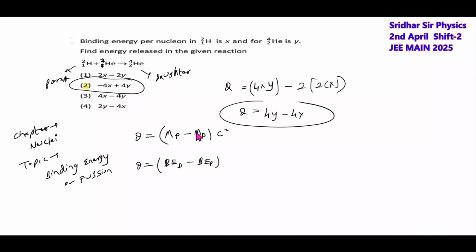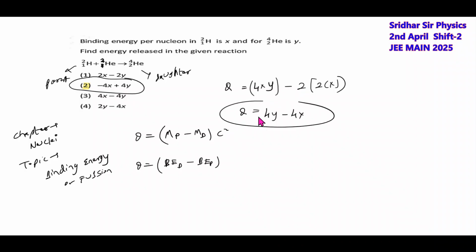So there's a concept. Mass of parent minus mass of daughter, into c squared, will be the energy released. Binding energy of daughter minus binding energy of parent will be the energy released. We have information of binding energy per nucleon. Multiply it with the number of nucleons, and we'll get the binding energy. The difference in binding energy will be the energy released.